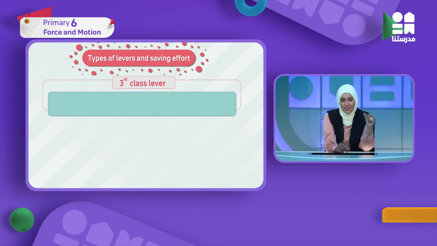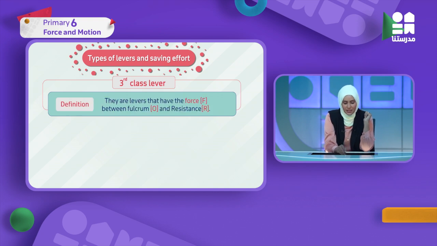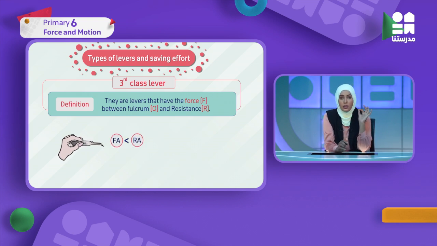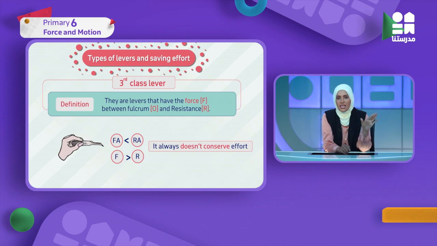طب الثيرد كلاس ليفر؟ In the third class lever احنا قلنا ORF F يبقى force is between fulcrum and resistance. طيب let's take an example, the tweezers. If you look at the tweezers مين دايما في النص؟ effort force. The effort force أو force arm will be always shorter than resistance arm. So the force will be bigger than resistance. يبقى it will always doesn't save effort.